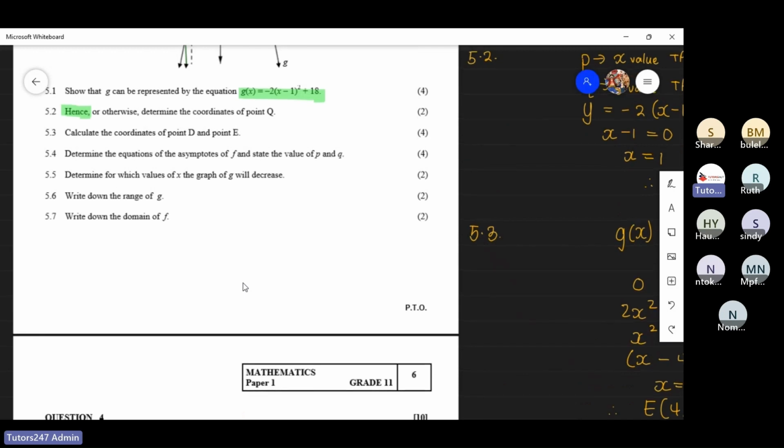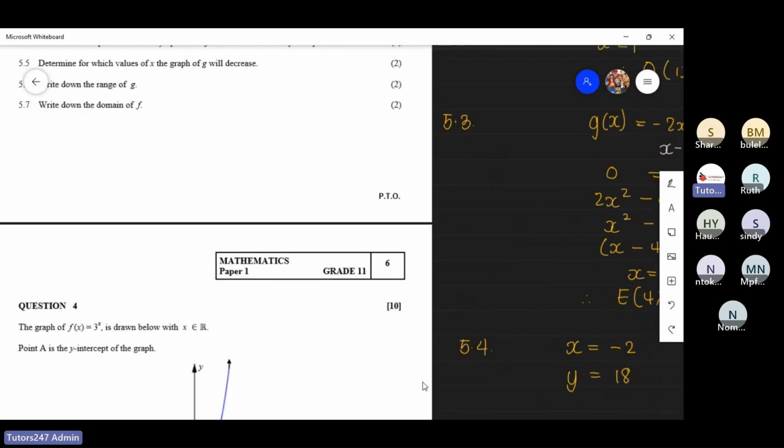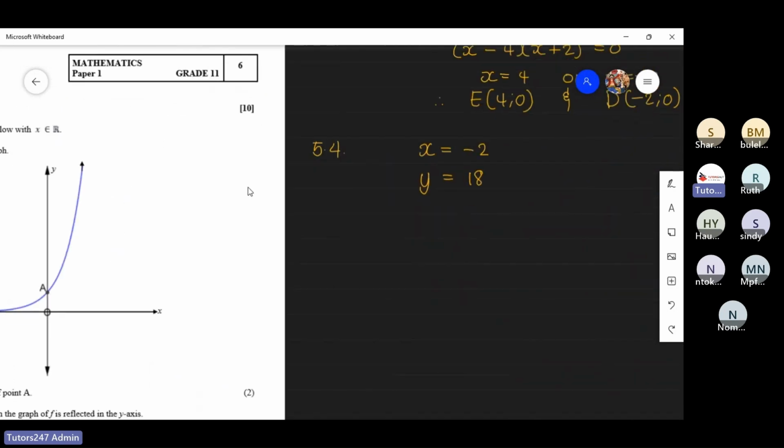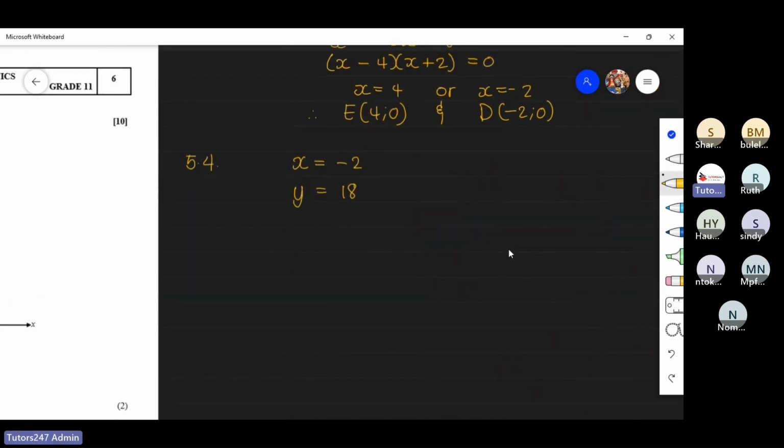So we first needed to give the equations of the asymptotes, which we did. We then need to state the values of P and Q. So on the side, you can just put P equals -2 and Q equals 18. That's it. That is your 4 marks.